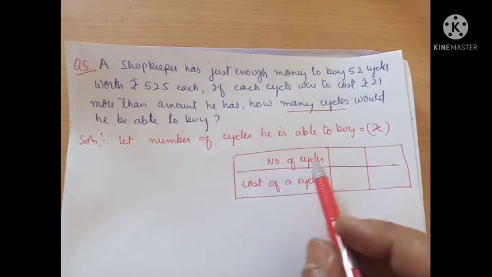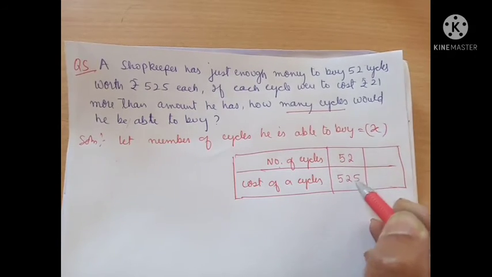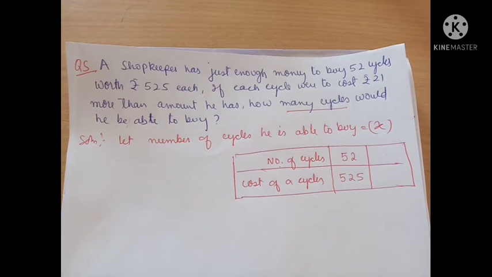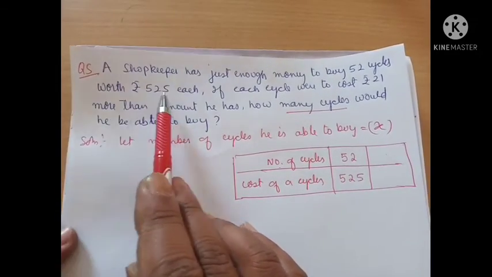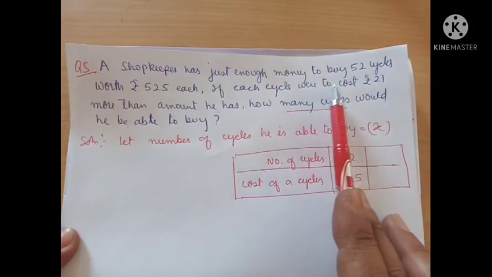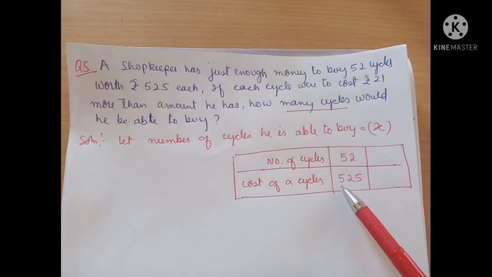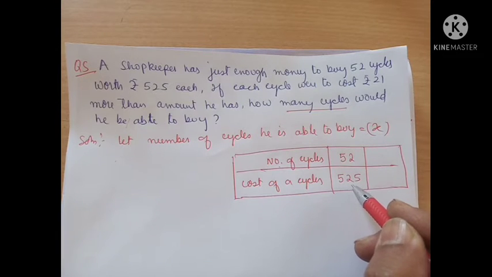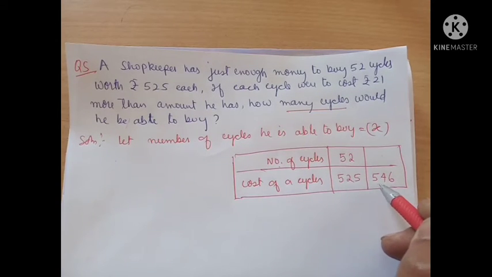Now number of cycles, how many cycles? 52 cycles. The cost of each cycle is 525. And here comes the increase of 21. If each cycle were to cost 21 rupees more than the amount he has, from 525 plus 21, you will get 546. The cost of a cycle will be 546.